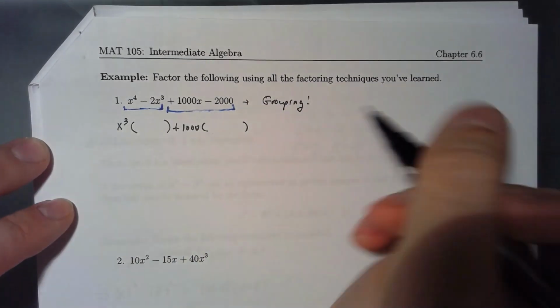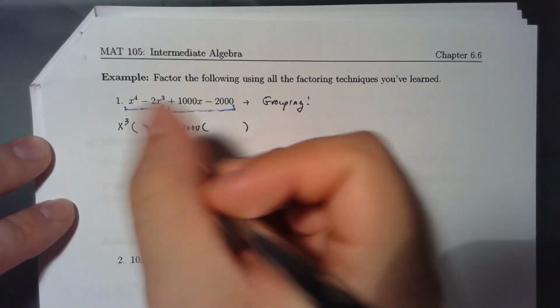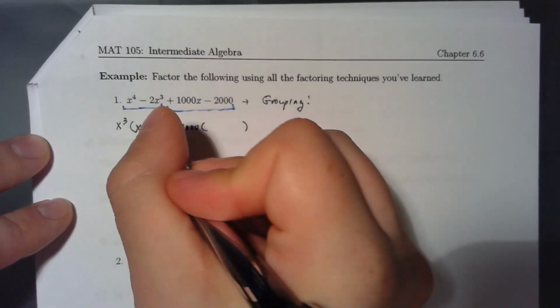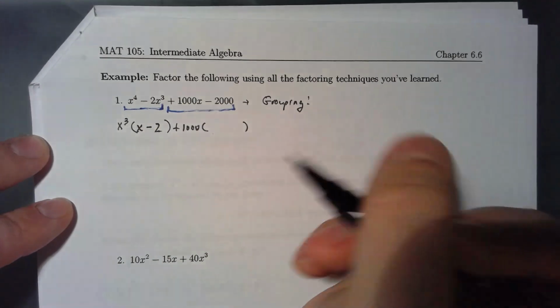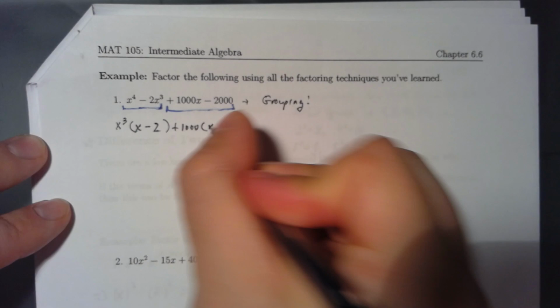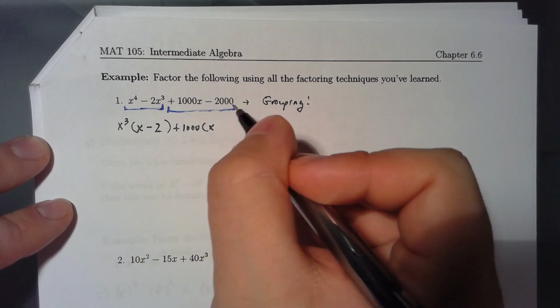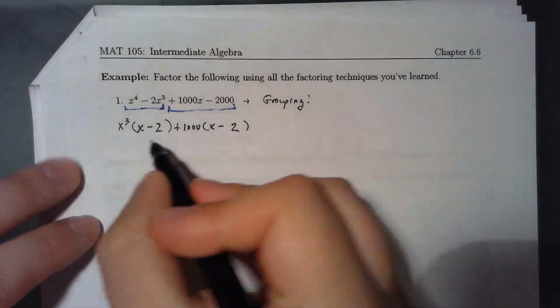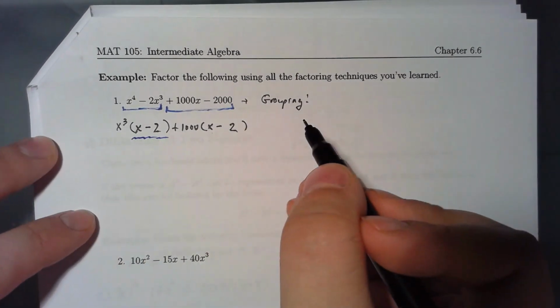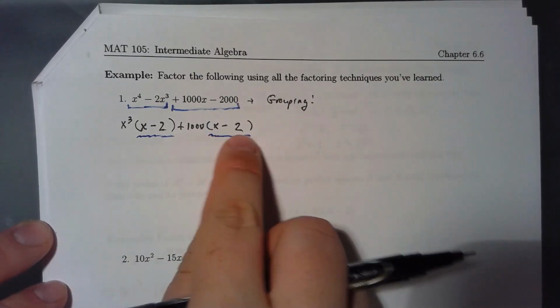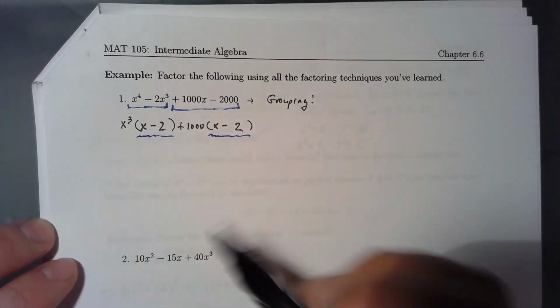1,000. What's left over? Well, x cubed out of x to the fourth is x. X cubed out of minus 2x cubed is minus 2. If I factor 1,000 out of 1,000x, I have x left over. If I factor 1,000 out of minus 2,000, I have minus 2 left over. Hey, look at this. That has an x minus 2, and this has an x minus 2. So I can factor this x minus 2 out of each term in the whole thing.